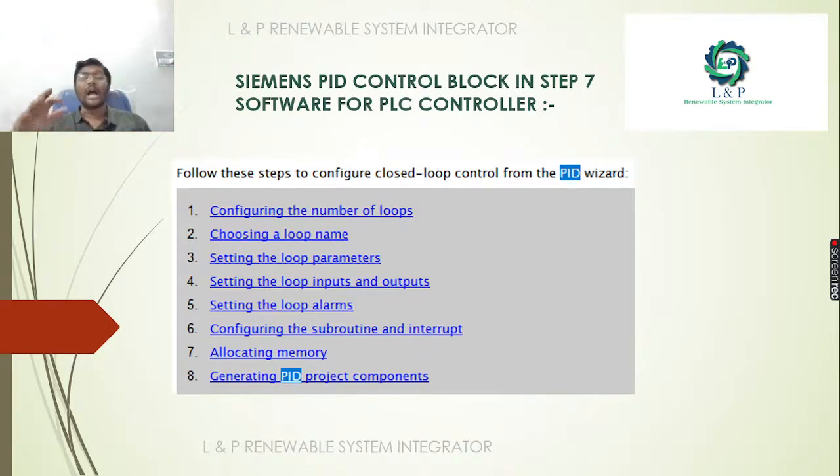Even in certain places, if you have any subroutines or any interrupts, you can configure that as well. And most importantly, whatever parameter you assign, whatever input you assign, whatever output you assign, for everything to get stored, you need a memory. For that, we need to allocate the memory, and at last we need to generate the PID project components.